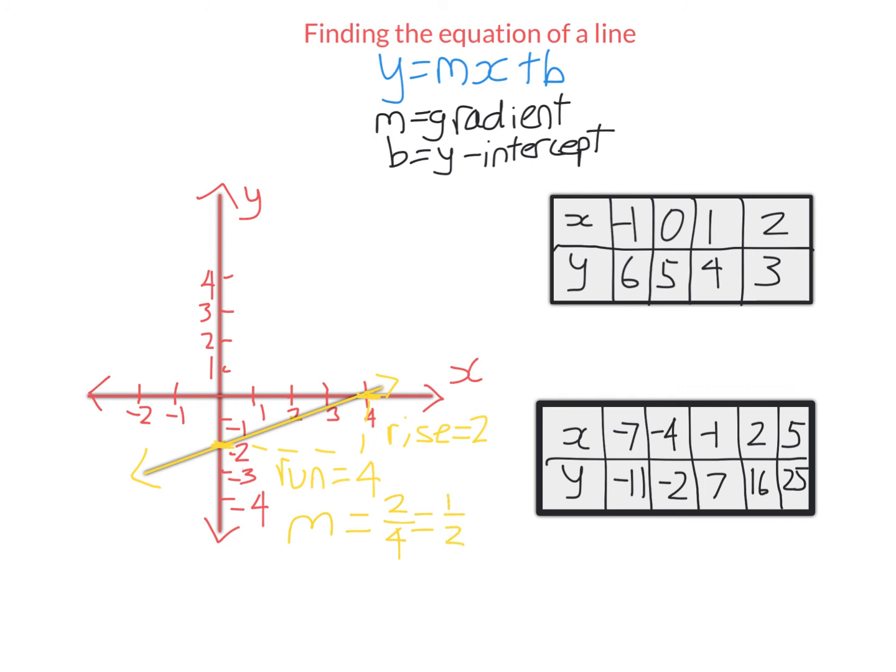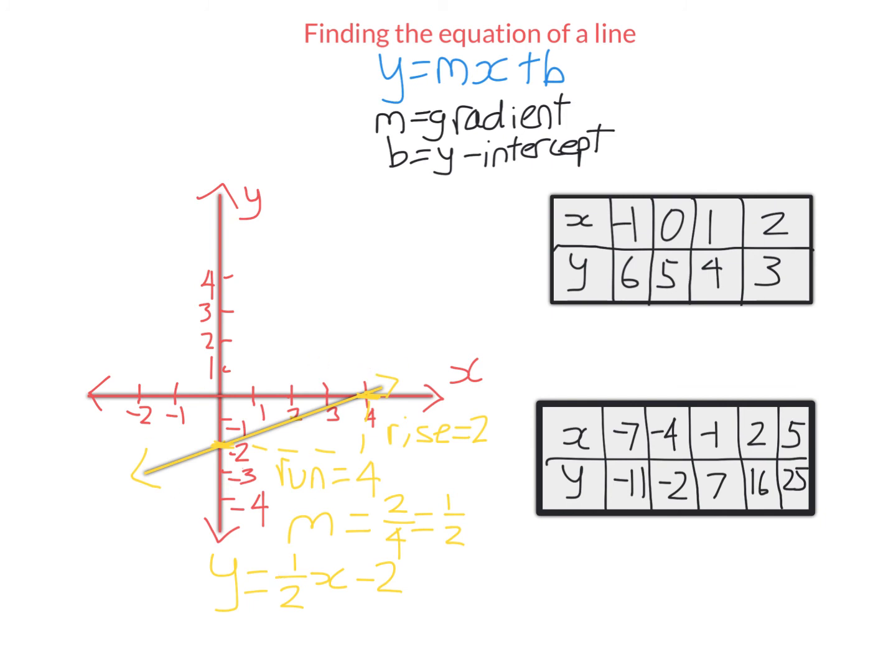Remember I said the gradient need not be a whole number. So that's m. Now b is the y-intercept. It is the point on the y, the vertical axis, the line passes through. The y-intercept here is negative 2. So the equation of this line is just y equals gradient x plus y-intercept. If I started with this equation and graphed it, it would look like this.